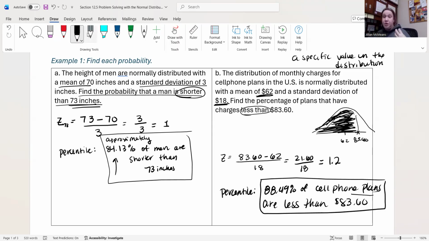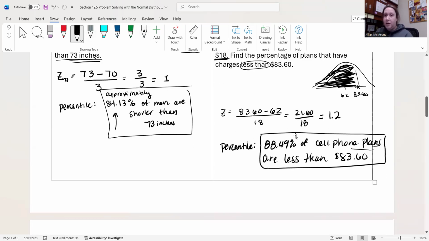All right, so remember, when you get this percentile from the table, it automatically represents the percentage of data below a particular data item. So when we're looking for the percentage of cell phone plans less than $83.60, it's really easy. It's that direct percentage from the table.